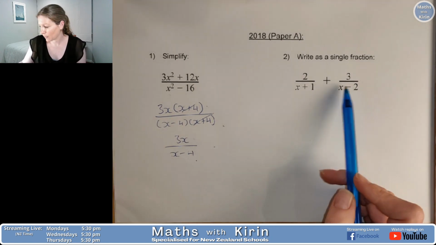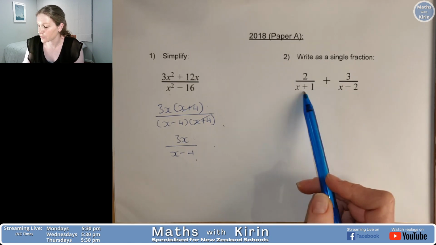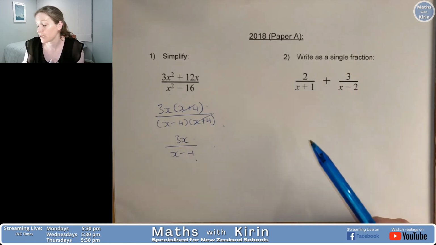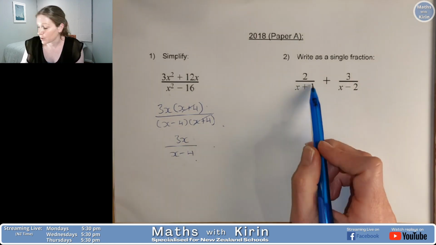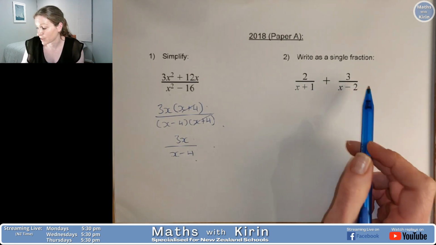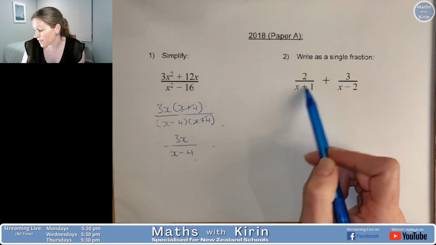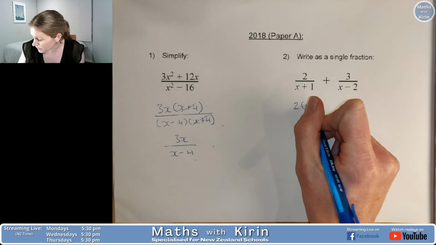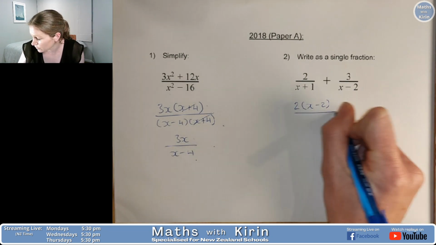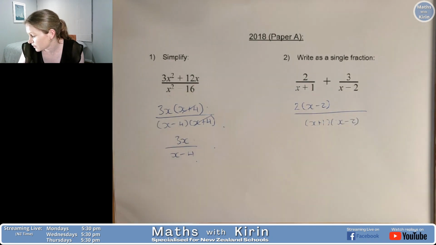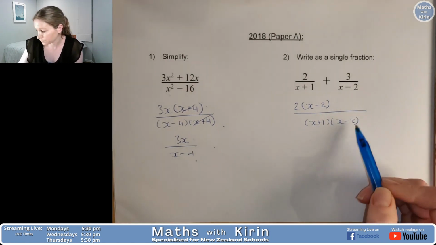Last question. Adding two fractions. We did an example like this earlier. We're writing as a single fraction. We need a common denominator. Because we've got x plus 1 and x minus 2, we need to multiply those two things together in order to get our common denominator. So that means that our 2 up here is going to be multiplied by x minus 2. And at the bottom we have our x plus 1 and our x minus 2.